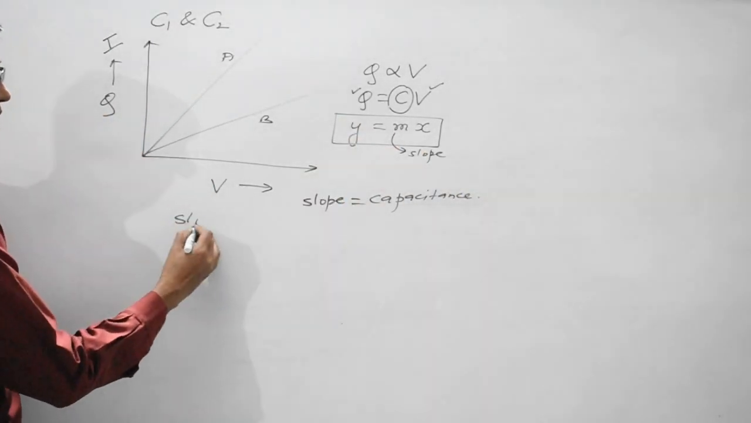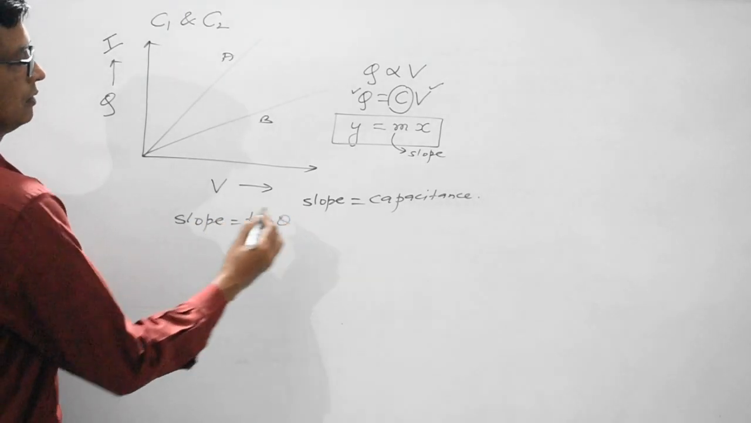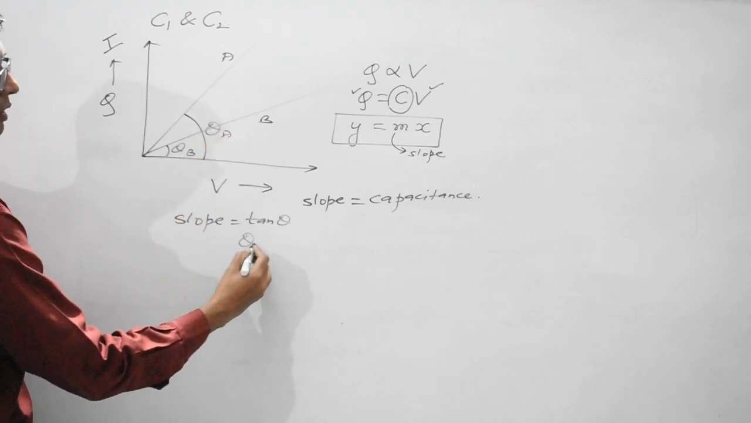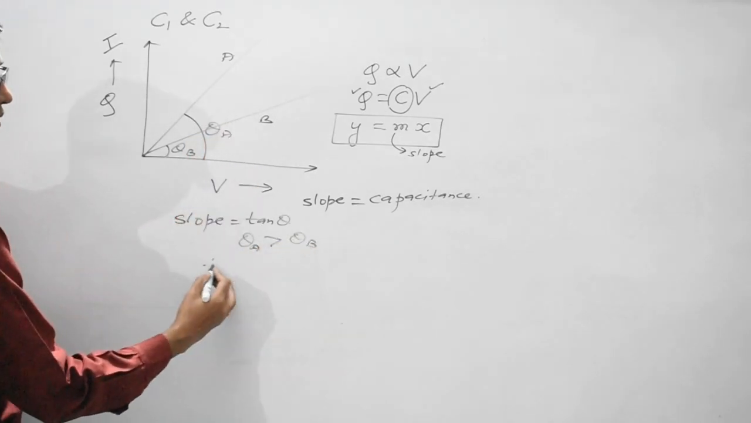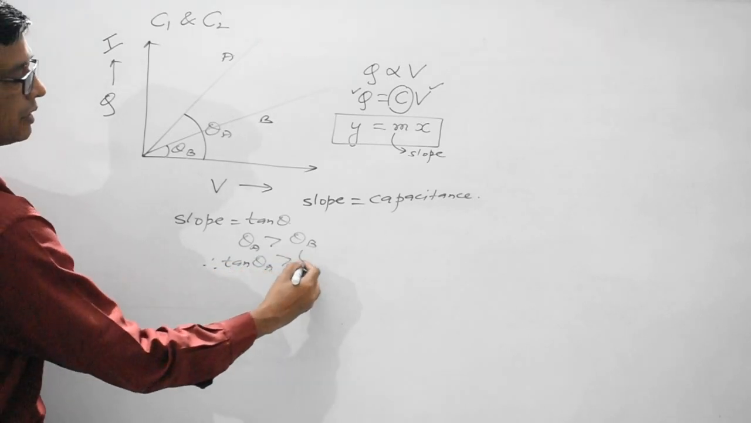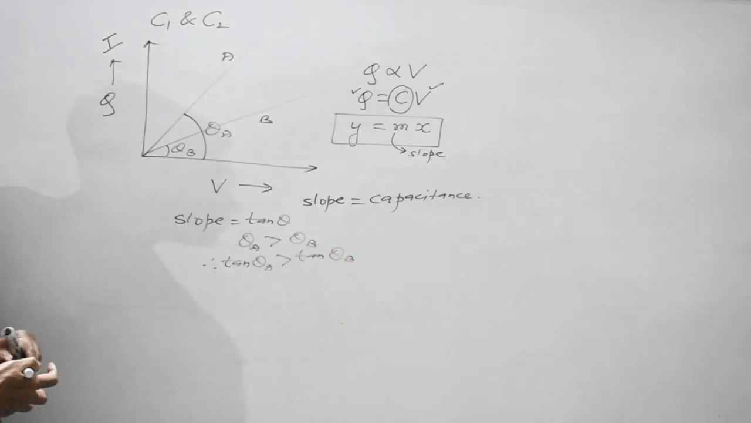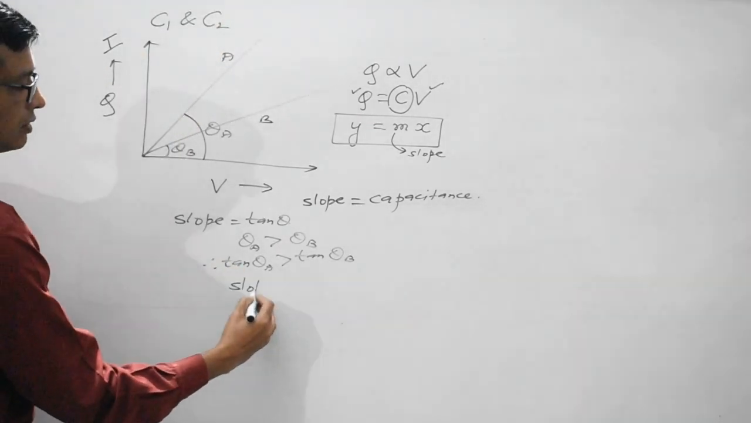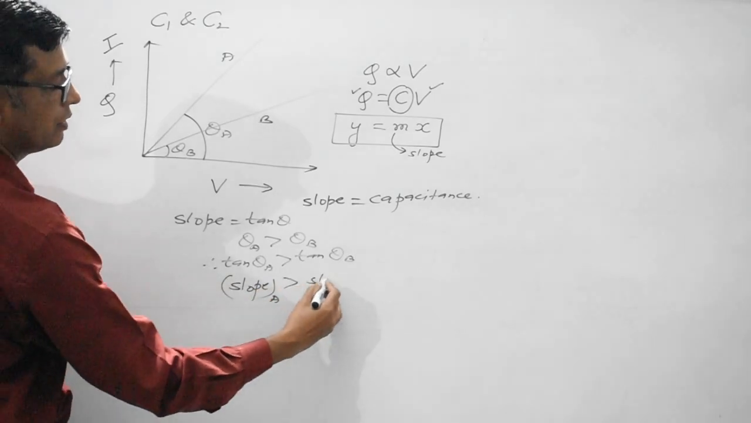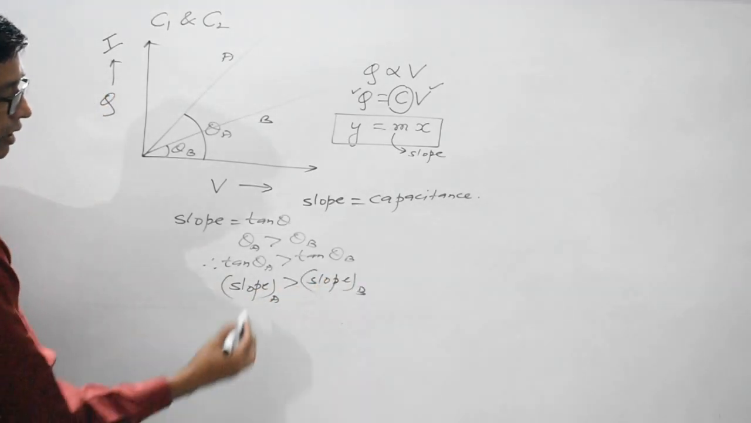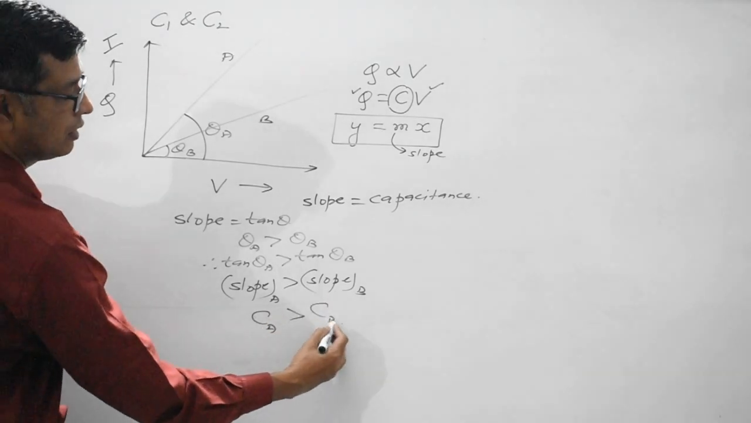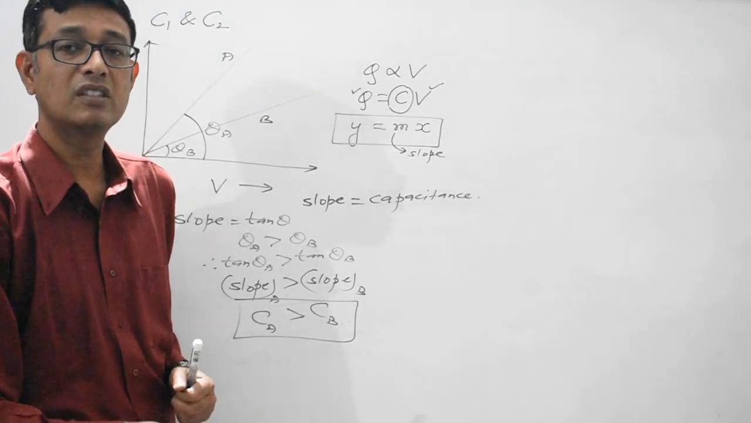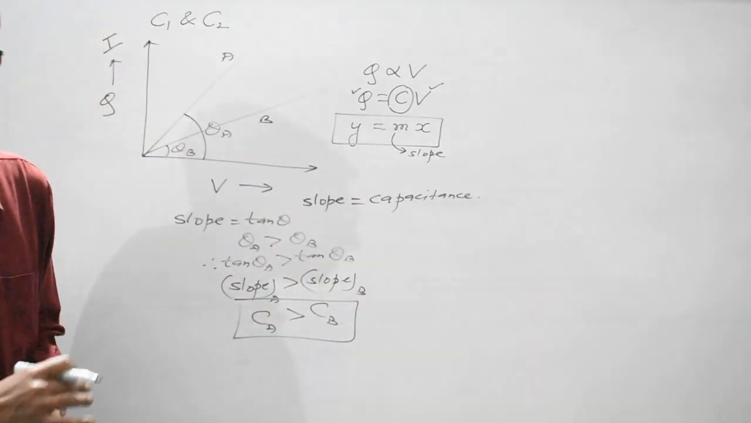Slope, as you are aware, is equal to tan theta. This is, suppose, theta B and this is theta A. Obviously, theta A is greater than theta B. Therefore, tan theta A is greater than tan theta B. Obviously, it is much steeper. Therefore, slope of A is greater than slope of B. Therefore, CA is greater than CB. The net capacitance in case A is greater than the net capacitance in case B. This we can safely conclude.